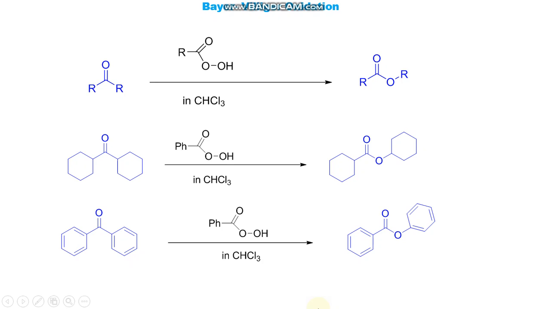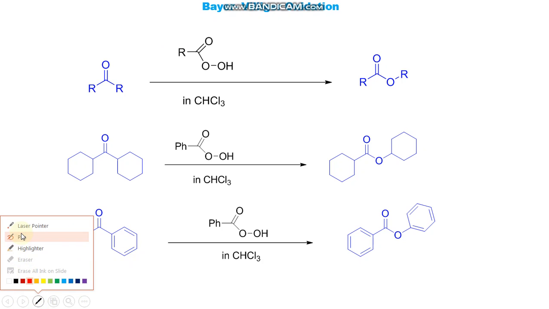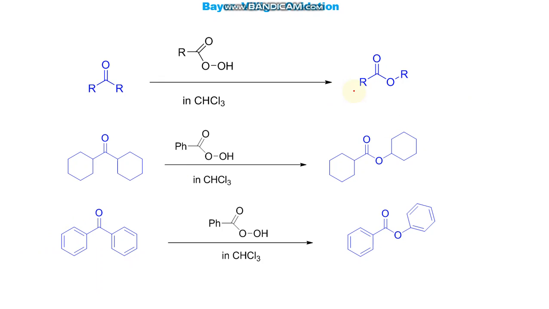So Baeyer and Villiger actually found that treating a ketone with a peroxy acid can produce an ester. So an oxygen atom is going to be inserted just next to the carbonyl group in presence of CHCl3 solvent. So this peroxy acid can provide a new oxygen atom and that is going to be inserted just next to the carbonyl group.